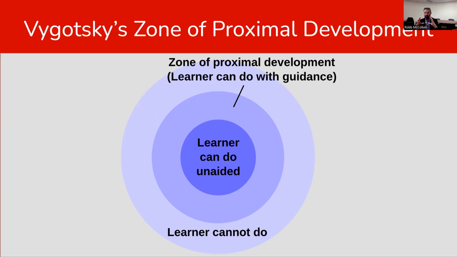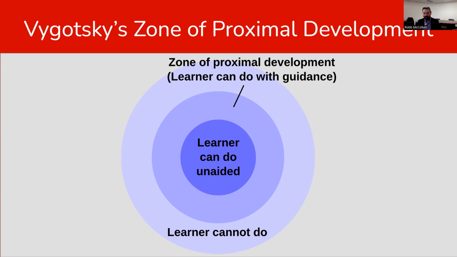Then that middle circle represents the zone of proximal development, which are the things that the learner can do with help or with guidance. And when we teach students, what we're doing is we're trying to expand these circles so that they can do more and more, and the things that they couldn't do, they now are gaining competence in.